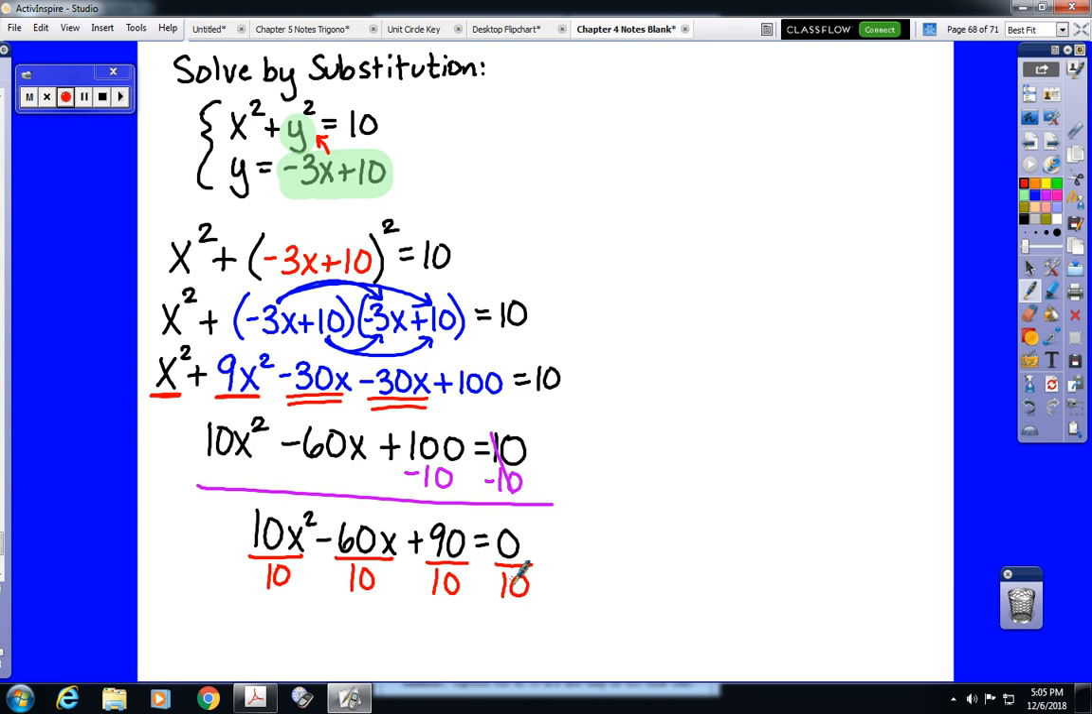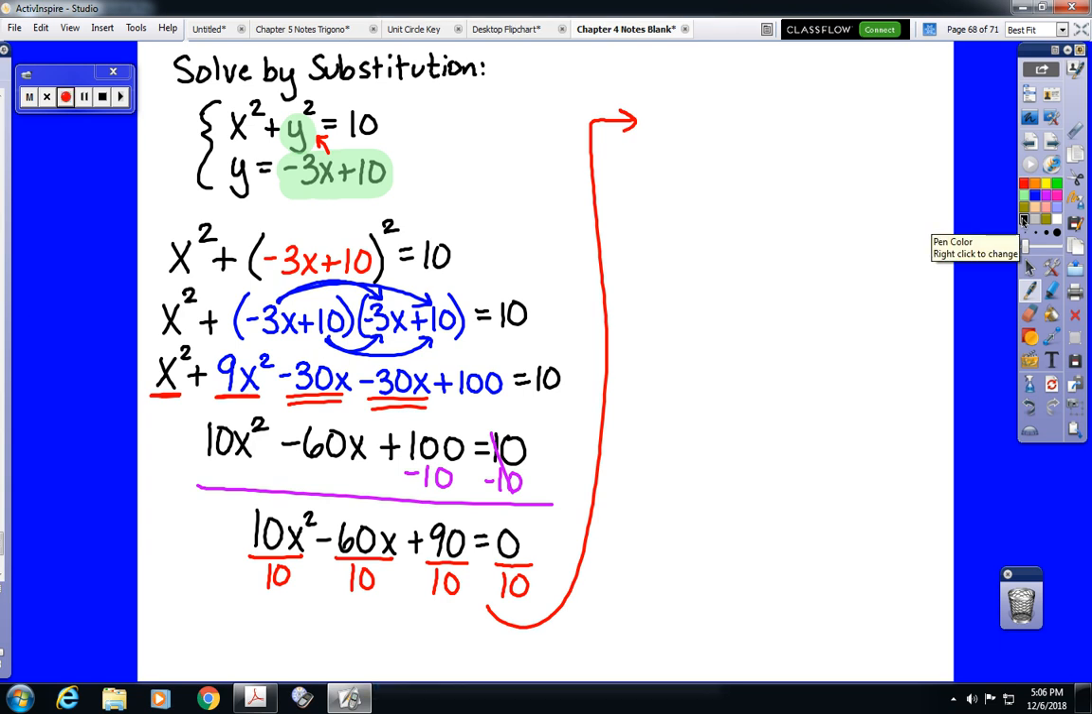This will change the graph, but it will not change the roots of the quadratic. So it's perfectly fine that it changes the graph because we're not graphing. It's still going to have the same roots, the same zeros, the same solutions, the same x-intercepts. So that would change the trinomial into x squared minus 6x plus 9 equals 0.